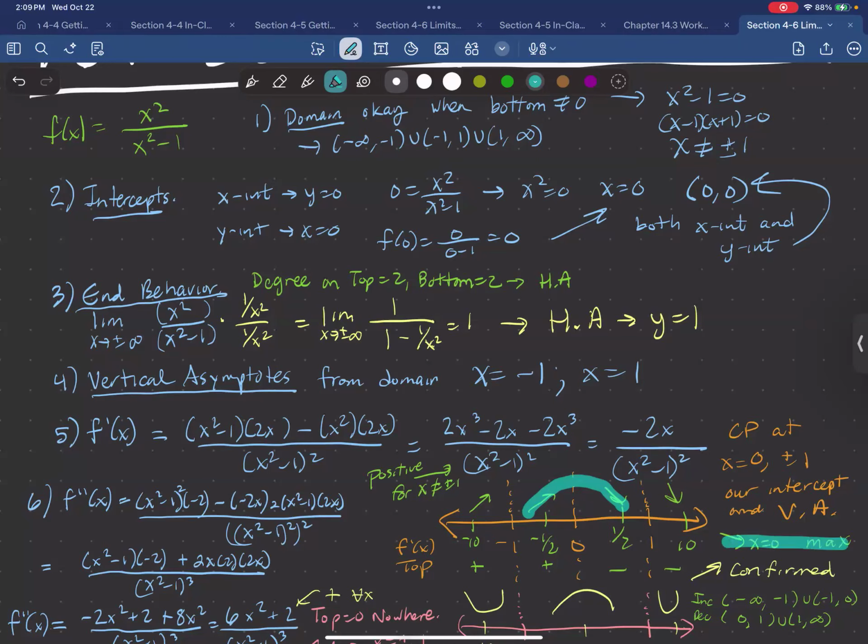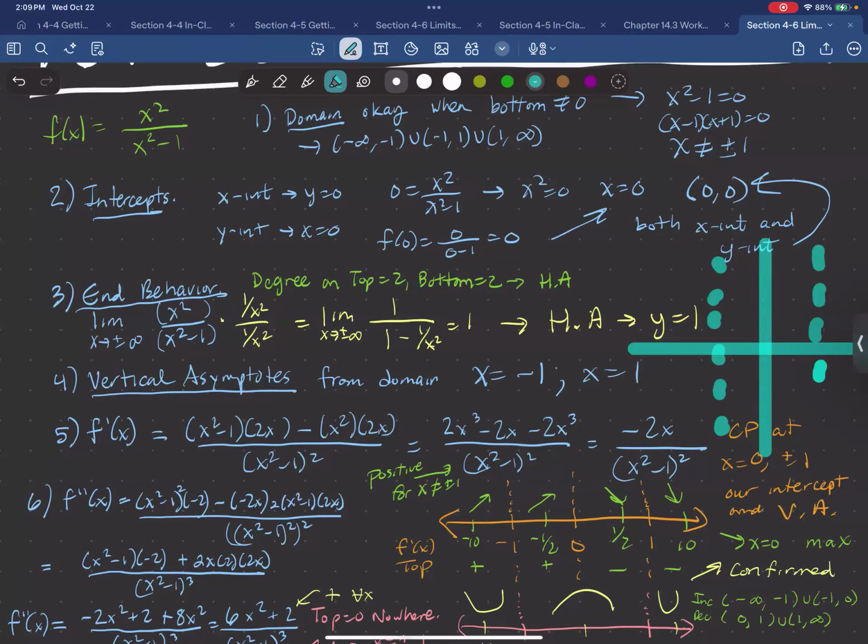Looks like x equals 0 was a max, and x equals 0 was our intercept up here. So we know, from what we saw last, we had some asymptotes like that. We had a point there. We had an asymptote at y equals 1. And it looks like x equals 0 is a max. So it's going to do something like that, because it can't cross the asymptotes, if we're building our graph right now.